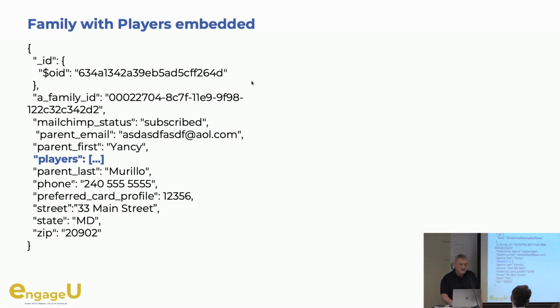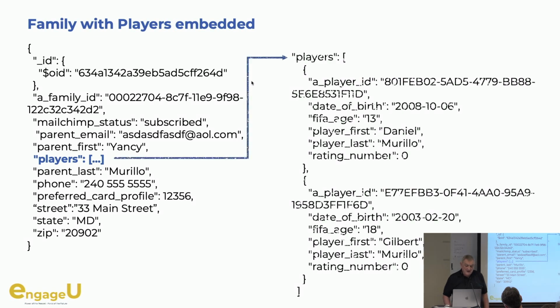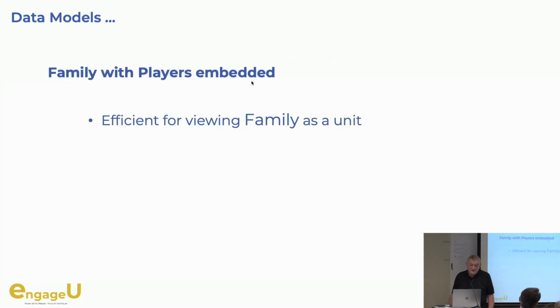So families with players embedded is, I think, the most likely place a coder for MongoDB would start with this. And there's a players array in the middle, and that actually points to an array of actual individual players with name, age, date of birth, player rating, and a few other things. This is a bit simplified from the actual application that uses this data, but I think that's pretty clear. It's very efficient for dealing with the family as a unit. When you want to bring up their logon page on the website, their information is there, their players' information is there, they can edit, update any of it.